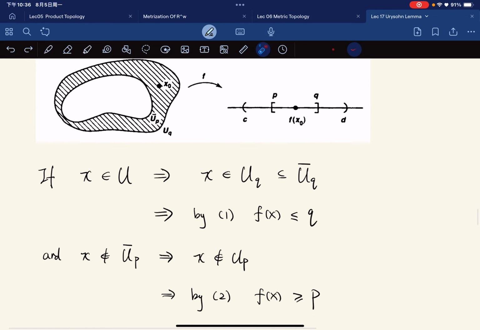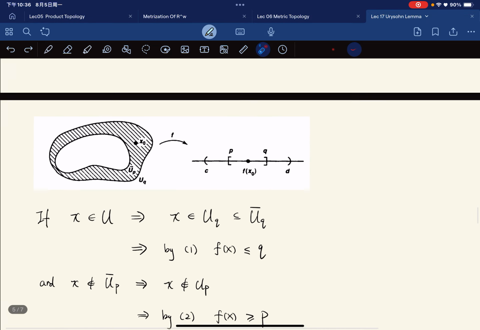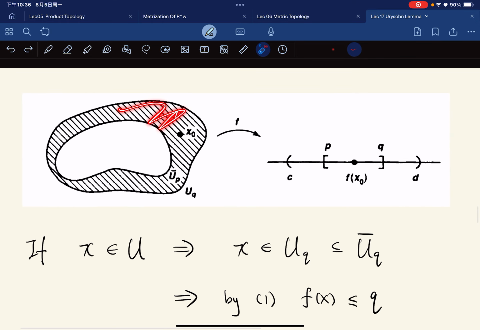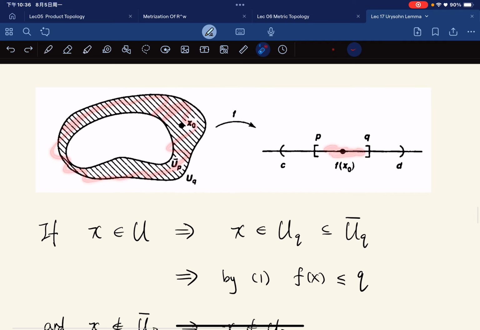So here's the picture to visualize this, right? X naught is between those two, and f of x naught is between them. And any point that is inside is in the subset of this, right?